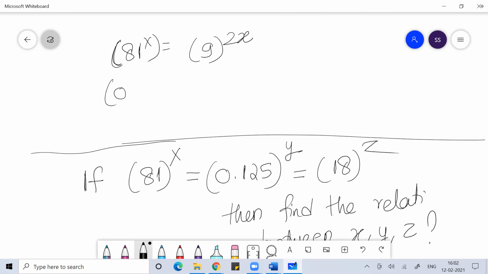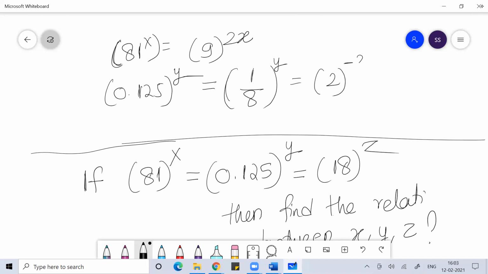Okay. Similarly, 0.125 to the power y. Yesterday I taught you 0.125 is 1 by 8 of 1. I hope you understand. 0.125 is half of 0.25, and 0.25 is 1/4 of 1. So 0.125 is 1 by 8. Or if you remember yesterday I taught you percentage, 1 by 8 is 12.5%. So this I can write as 2 to the power minus 3y. I think everyone understands this.